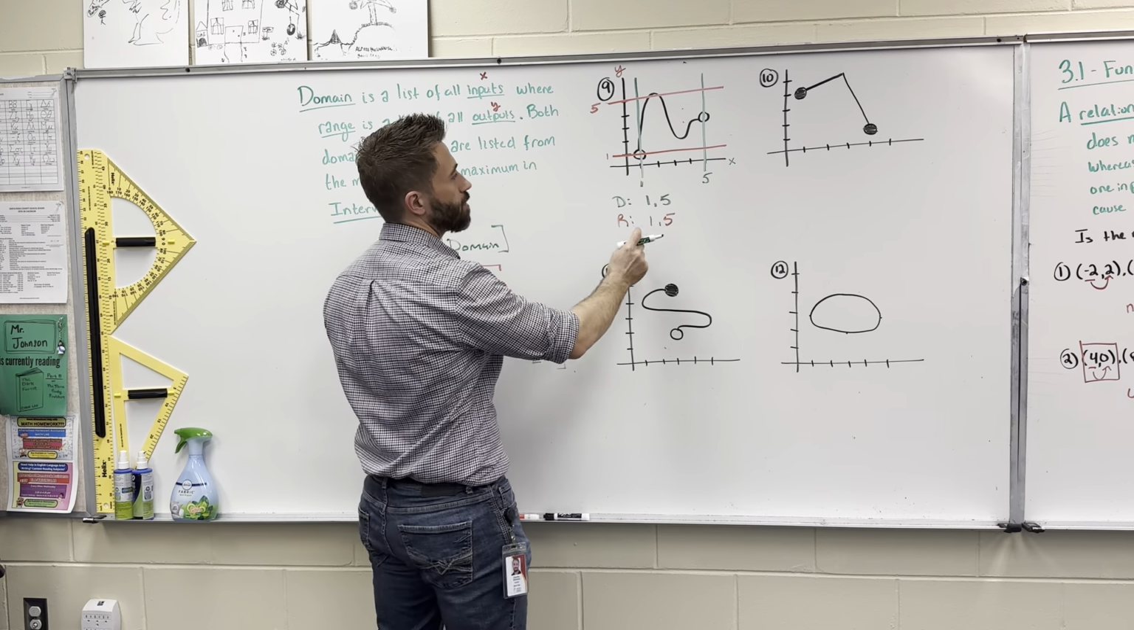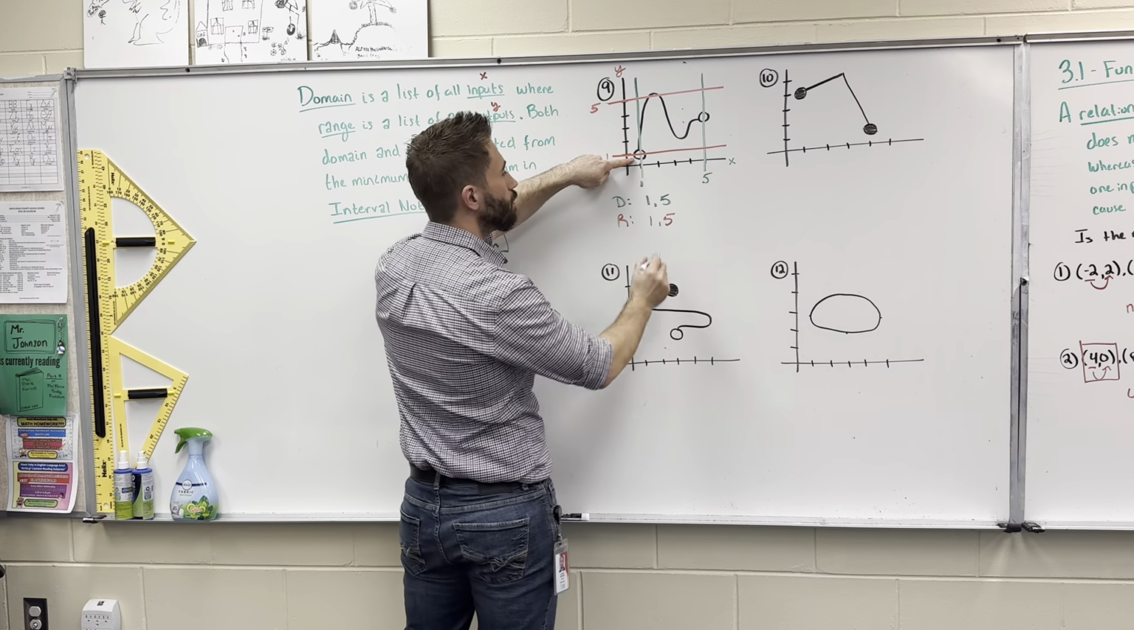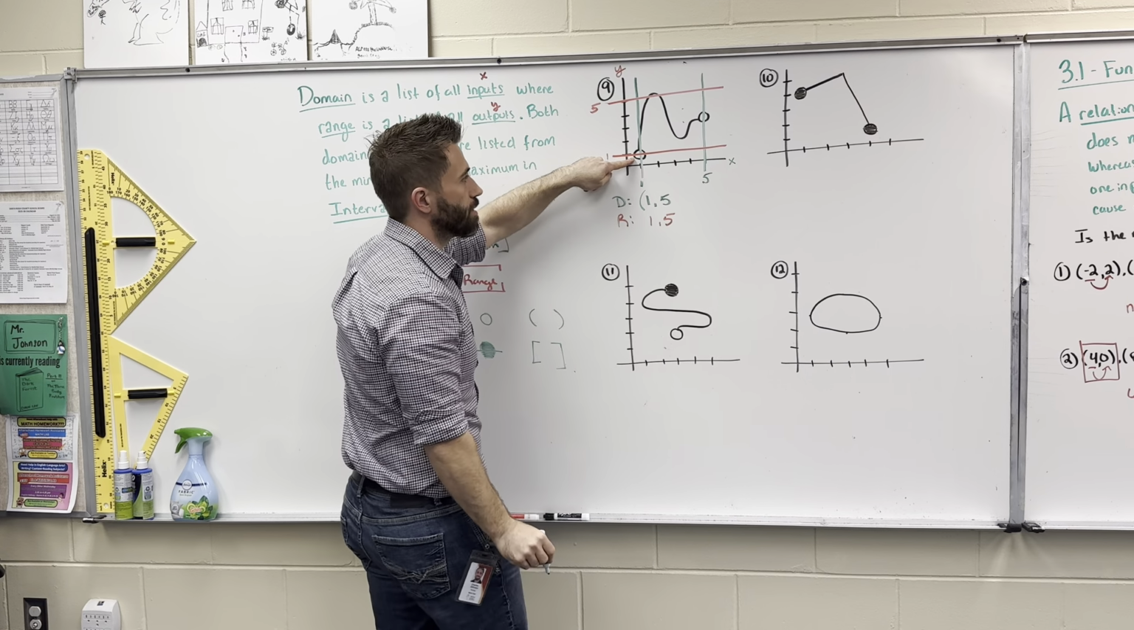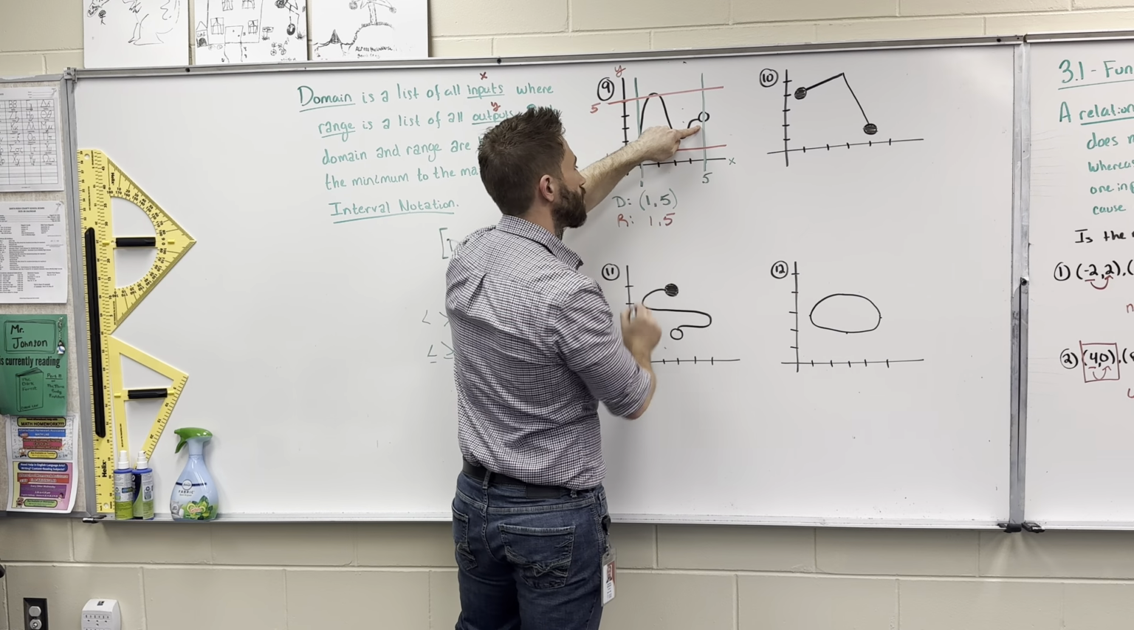So we go back to the question. I say, was this one part of the graph? And they're like, no, it was open. So parenthesis. Was the 5 part of the graph? And they're like, no, it was open. So parenthesis.